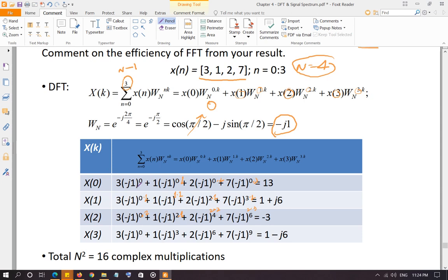So you have how many maximum? You have 16 maximum complex multiplications. 1, 2, 3, 4 in each row, so total 16. Now observe, of course, some of them are power 0, which will be 1. Irrespective of that, you have 16 complex multiplications here, right?